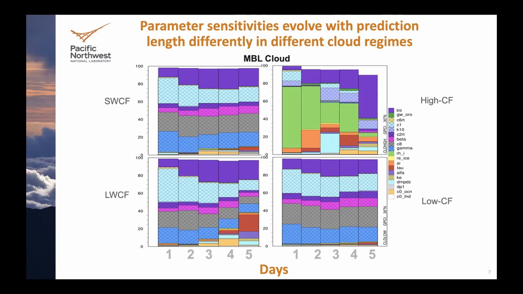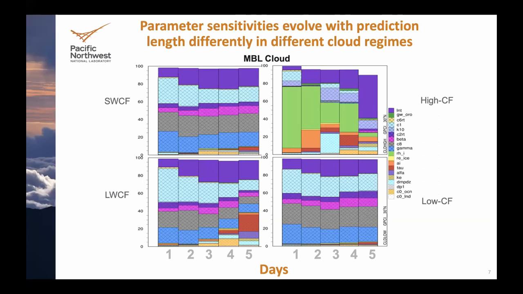So basically, for shortwave cloud forcing and the low cloud fraction, their sensitivity and relative importance are very stable from day one to day five, at least over the marine boundary cloud regime near the California coast. But for the high cloud, the parameter associated with ice cloud is the dominant contributor, but it decays very quickly and is very unstable.